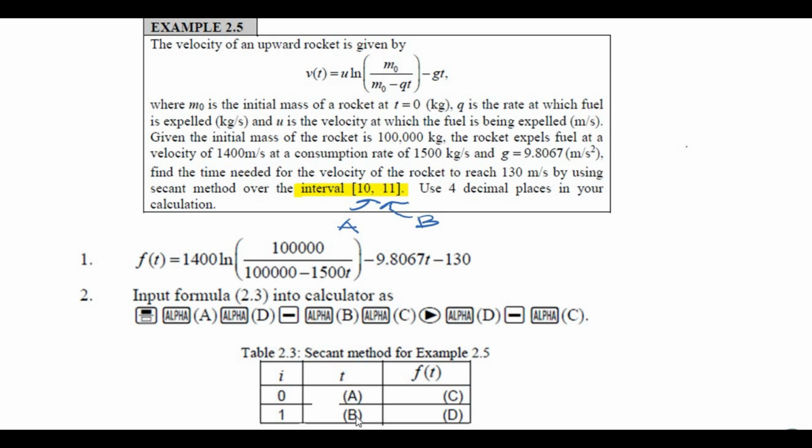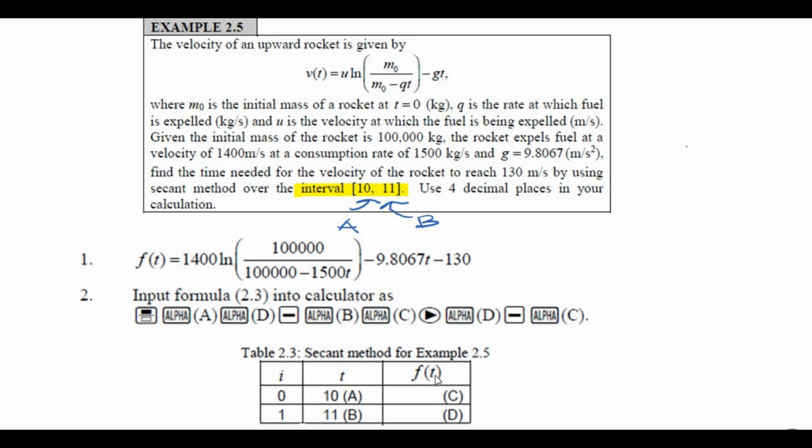We have A and B here for our t interval. So we have our FT, C and D. In order for us to get this one, we need to select our interval A and B. So in this question, it's been given here the interval is 10 and 11. So the lower one will be A, the higher one will be B. So you can just put it in the table. Okay, 10 and 11.